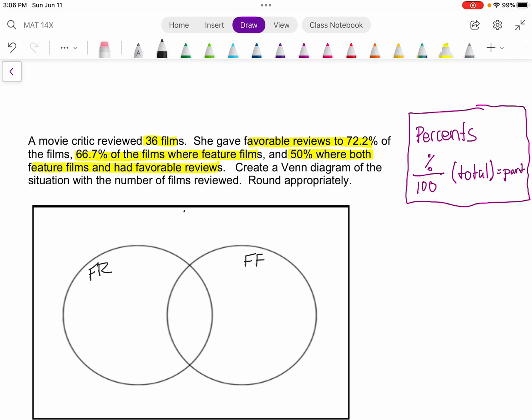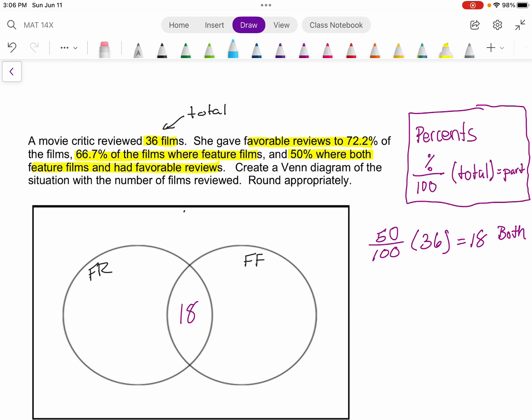Now, just like before, I'm going to start in that both section. So 50% of the films that the critic reviewed were both feature films and given positive reviews. So remember, figuring out how many that is, well, this 36 up here is going to be our total. And we want 50% out of that total 36, which would be 18. And so this would go in the both part of my Venn diagram, right there in the middle.